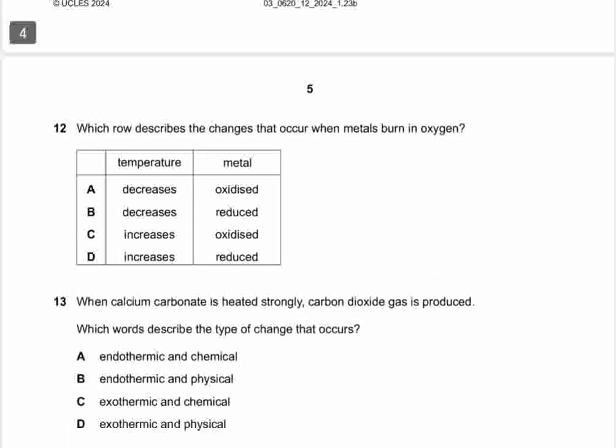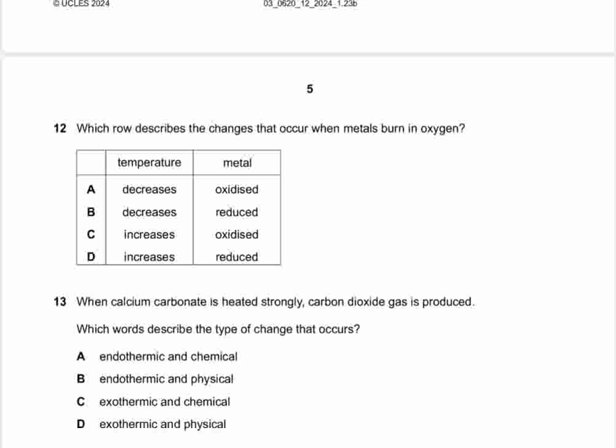Question number 12 here is: which law describes the change that occurs when metal burns in oxygen? So when metal burns in oxygen, what would happen? The temperature increases and it gets oxidized, and it doesn't matter which metal it is. For example, if it is magnesium or sodium, when it reacts with oxygen, it is converted into its oxide, the binary compound of oxygen. So it is oxidized and the temperature will increase. So option C is the correct one.